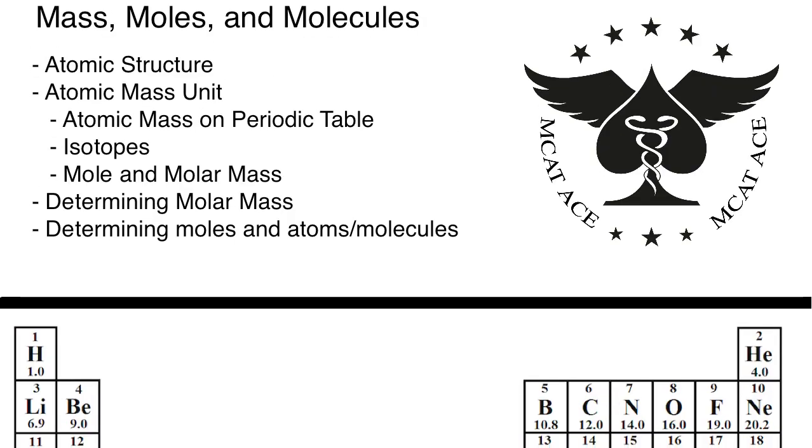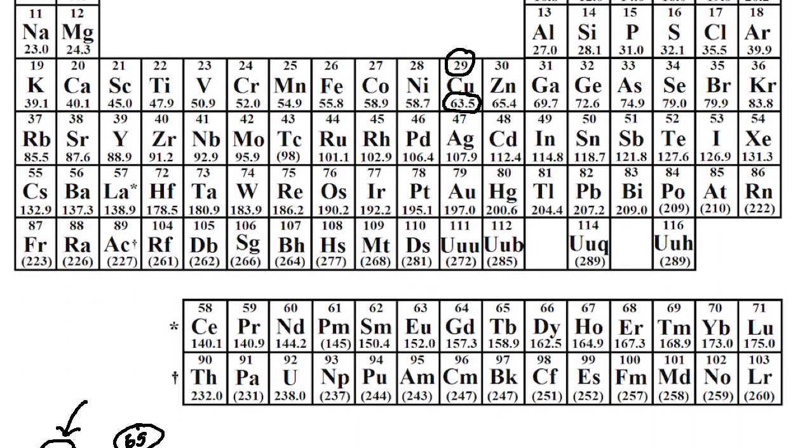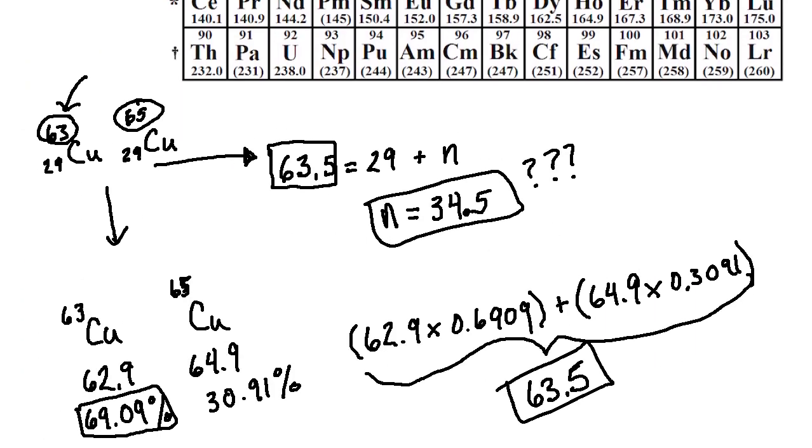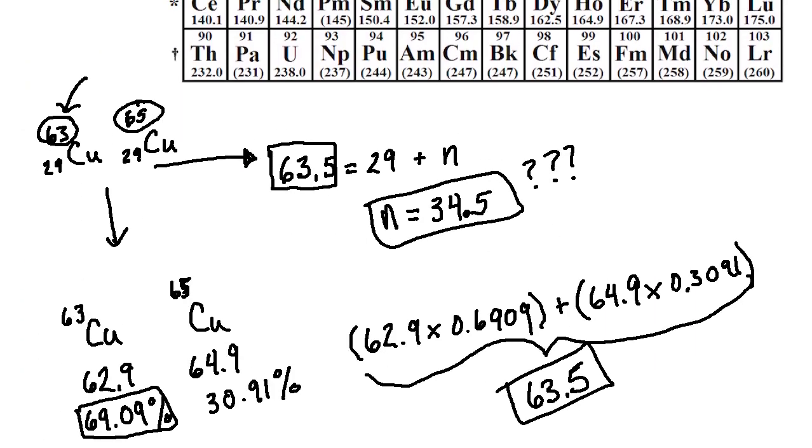Okay, so if we come back up here, we've talked about atomic structure. We've talked about the atomic mass unit, which is a proton or neutron value. And we've now discussed the atomic mass on the periodic table and how isotopes play a significant role in that. So the next thing we're going to talk about here is the mole and molar mass. All right, so to start that off, I want to bring up the idea of the atomic mass unit again while I'm just clearing the board here.